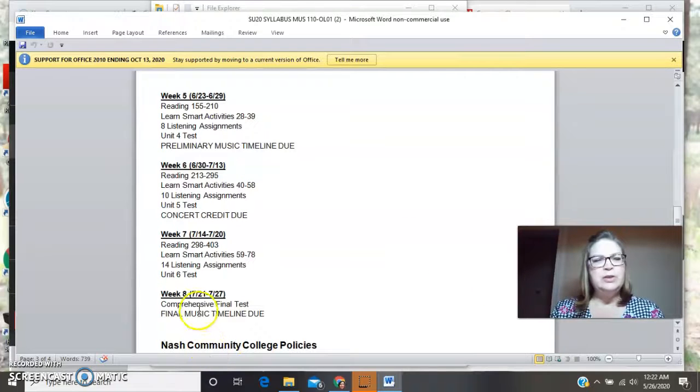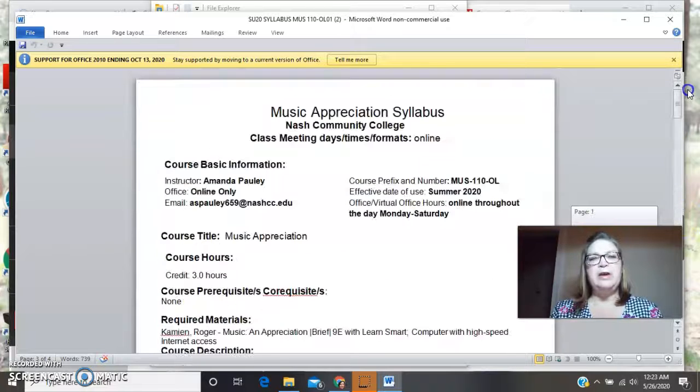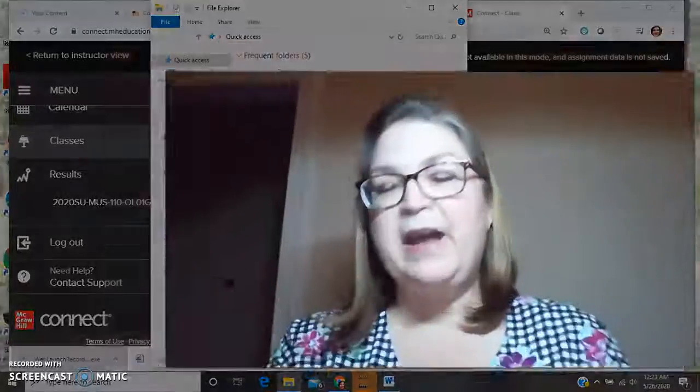And then you can see all that we have in week 8 is our final, and also our final music timeline is due. So those dates and all that information is of value to you, so make sure that you print that out so that you can see what's due when.